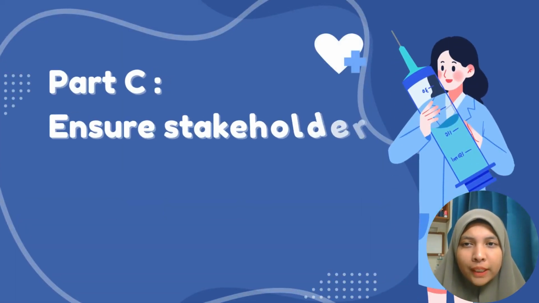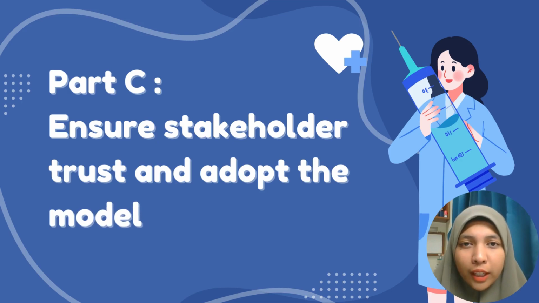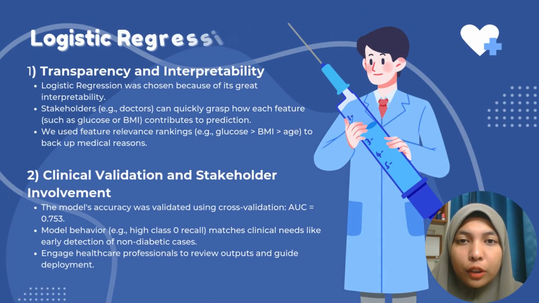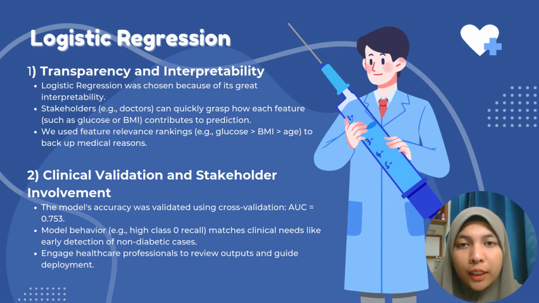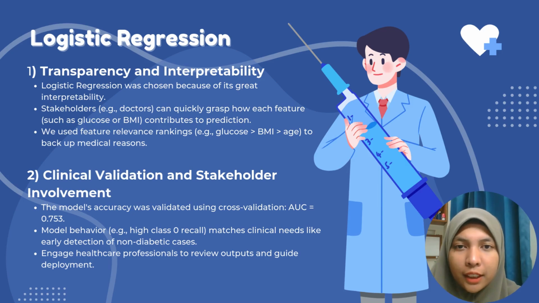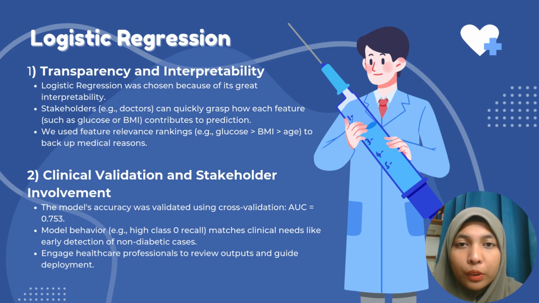Next, let's move on to part C, on the steps that we would take to ensure stakeholder trust and adoption of the data mining. We choose logistic regression because it is transparent and interpretable. This is important in the healthcare domain where doctors and medical staff need to understand how this model works and make the decision. In our model, we can clearly show how features such as glucose level, BMI, and age contribute to the prediction. This allows healthcare staff such as doctors and medical staff to trust and explain the result to the patient.